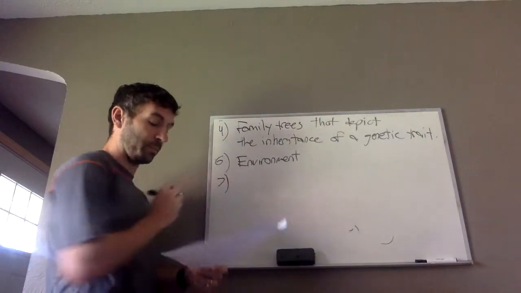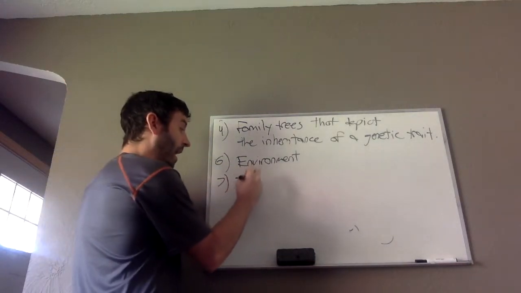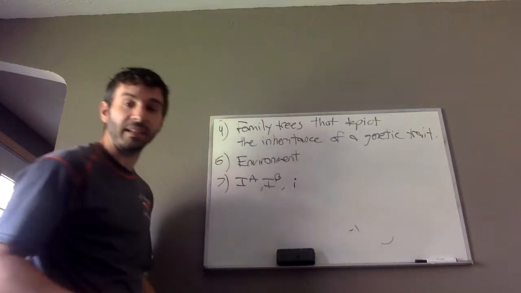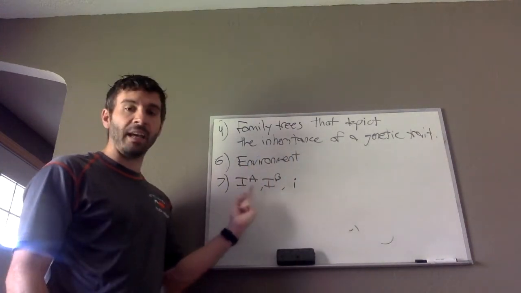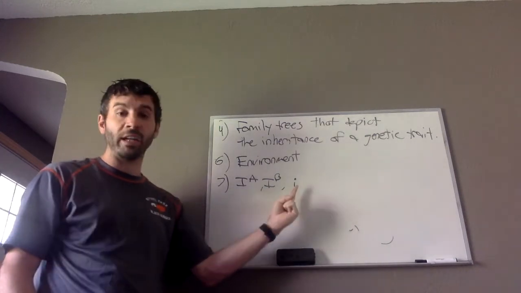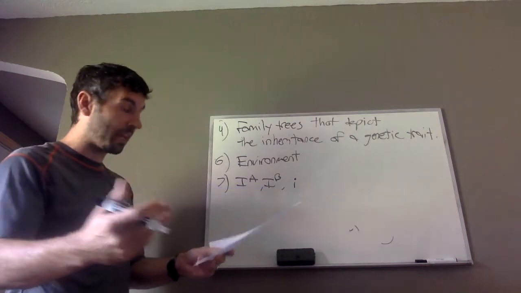Okay, 7 deals with blood types. It says there are 3 alleles that determine blood type. They are IA, IB, and lowercase i. Please don't use just an A, B, and an O. I saw some of you guys doing that on the blood type problems. These are the ways you show the alleles. Okay, it says, and the alleles blank and blank are codominant.